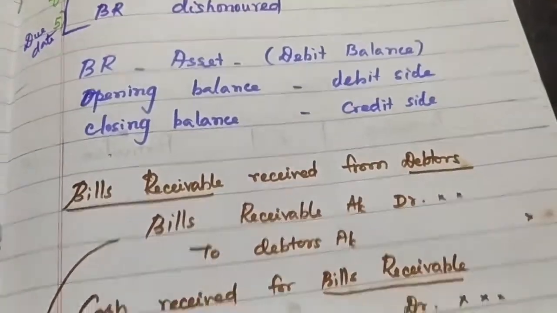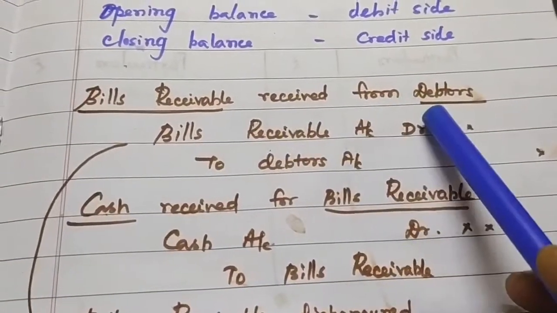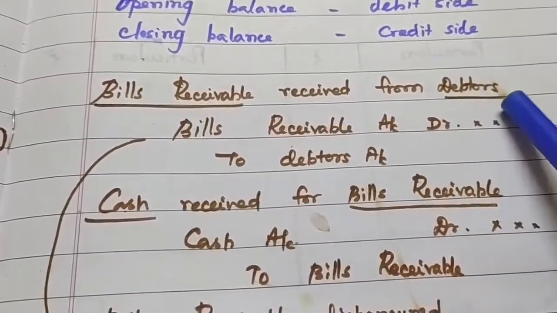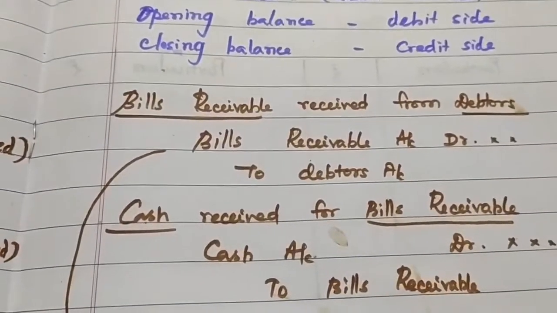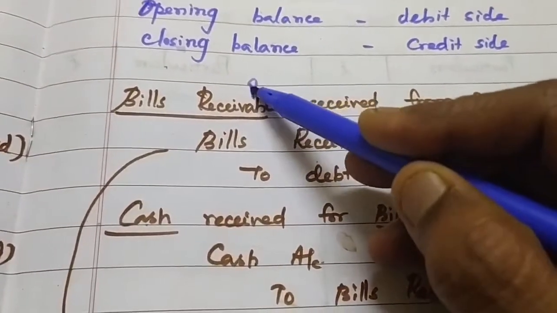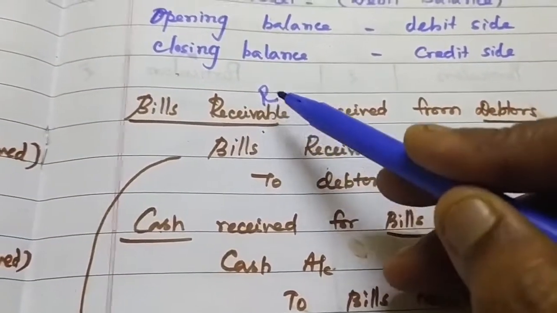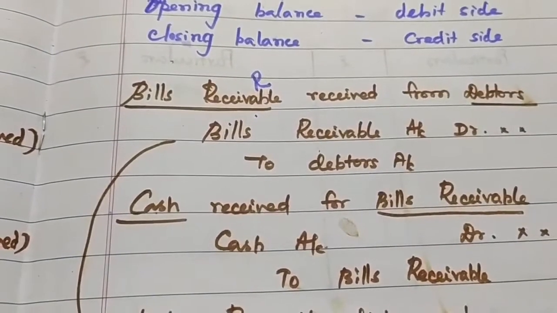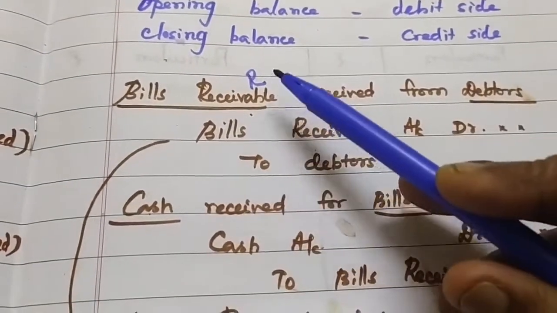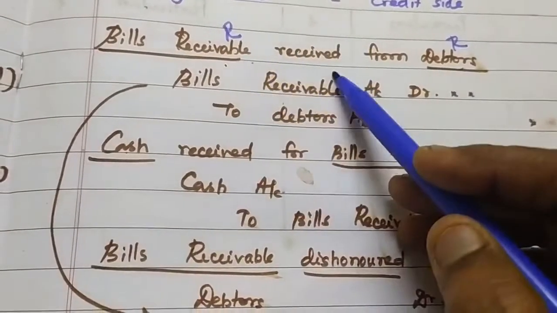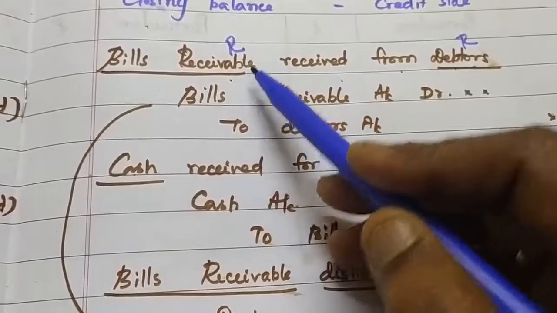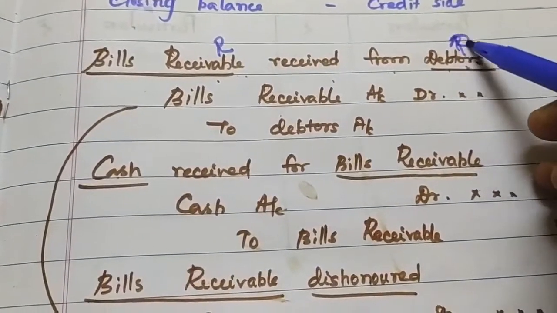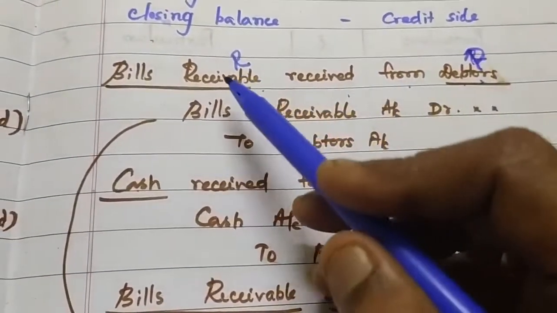What is the journal? Bills receivable received from debtors. Here, this is the transaction. Here 2 aspects are involved. One is bills receivable, another is debtors. Bills receivable, you know what account it is? It is a real account. It is an asset. Assets are included in real. We have already studied the golden rules. What are the golden rules? That is, the accounts involved are personal account, real account, nominal account. This bills receivable is a real account because bills receivable is an asset. Assets are included in real account. Debtors is a personal account. So debtors, personal account, bills receivable, real account.